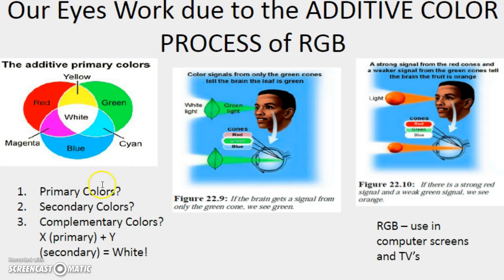So we can talk about primary colors. The primary colors in the additive process are red and green and blue. And if I mix these three colors together, I get white light, or I get white, essentially. The secondary colors are the yellow, the cyan, and magenta.